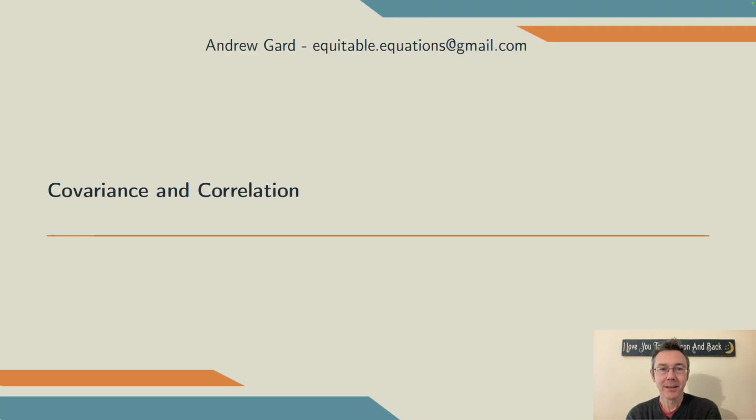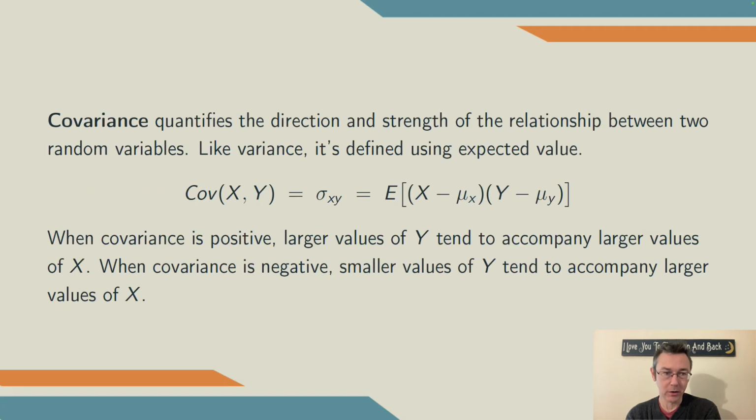Hey everybody. Today we're talking about covariance and correlation. Both of these quantify the direction and strength of the relationship between two random variables. So covariance, to start with, is defined in a similar way to variance using expected value.